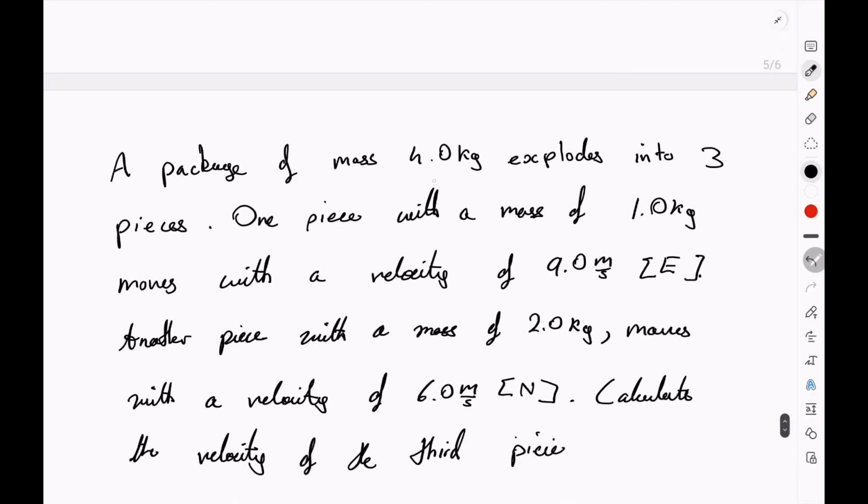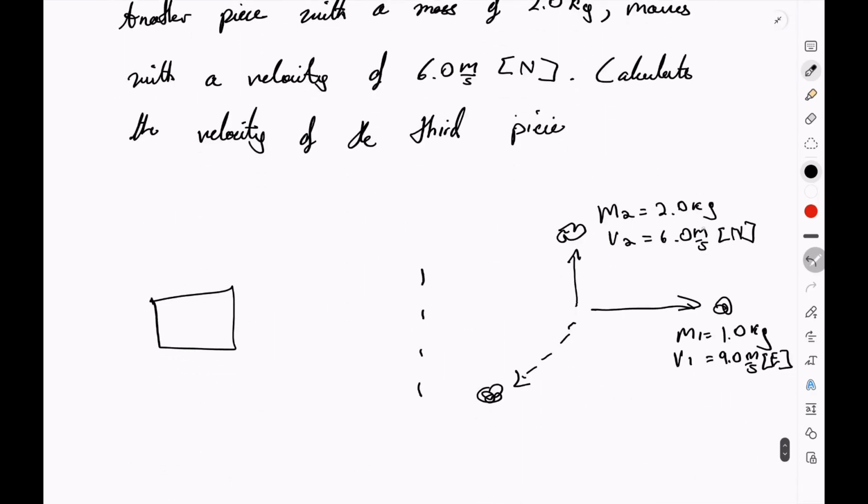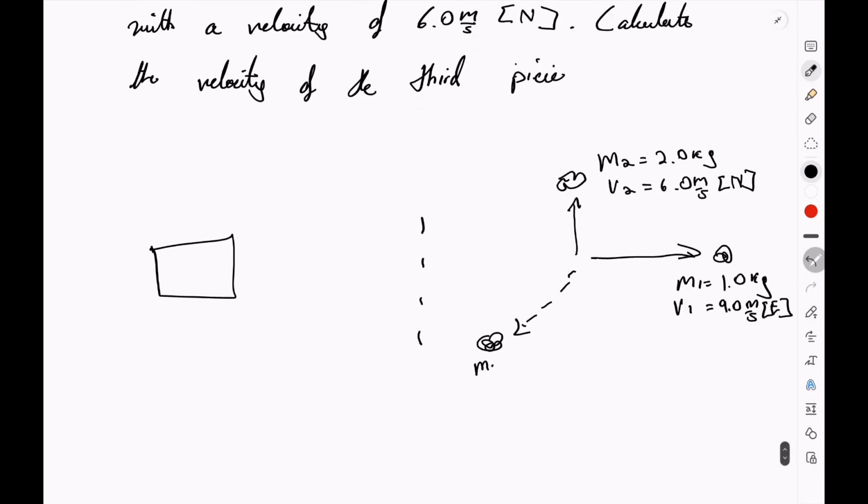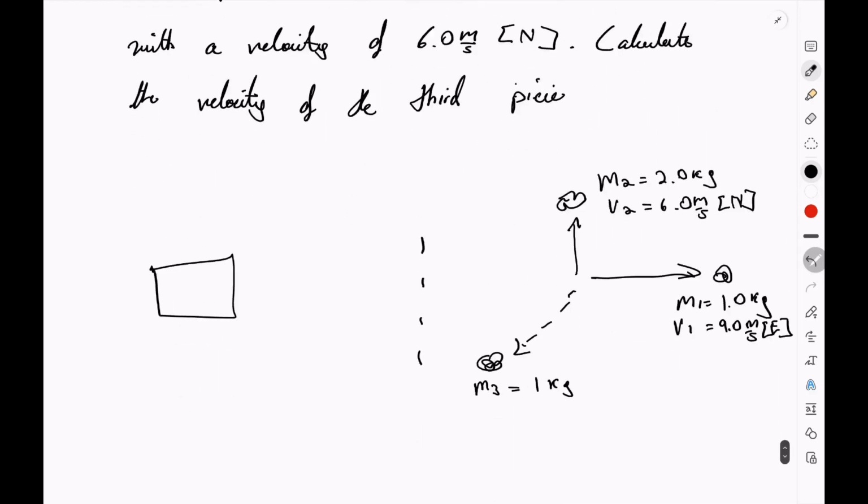The total package is 4 kgs, so 3 kgs make up these two masses, so the mass of this one has to be 1 kg. And we need to find the velocity of this.